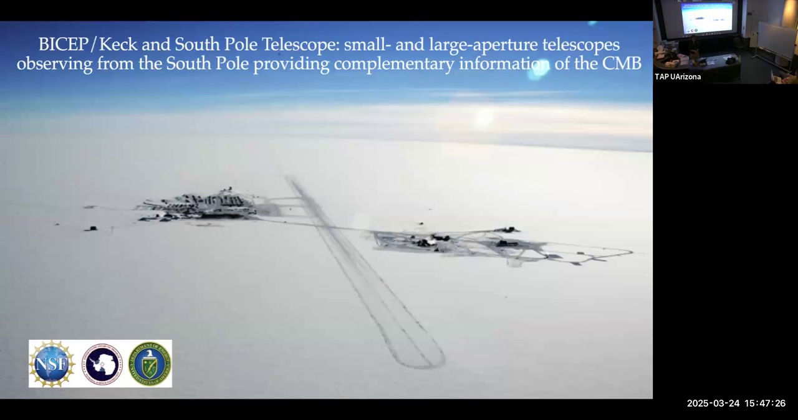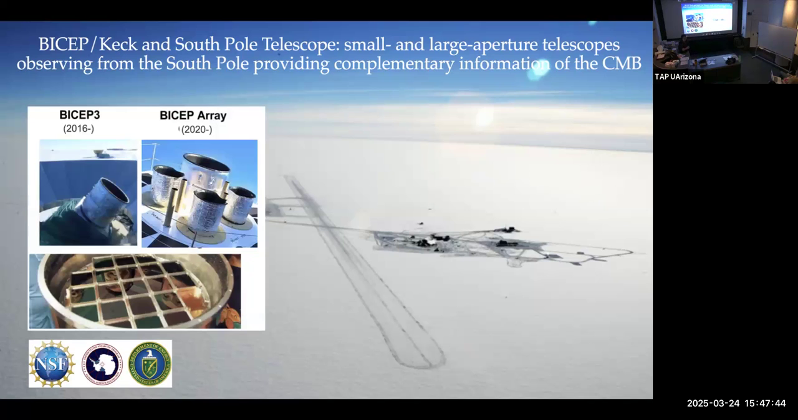All right. So before I discuss any of the results from BICEP, Keck, and SPT, I must introduce the two telescopes that I used the data for. They both observe at the South Pole, and they provide complementary information of the CMB. The reason why is because of their different instrument design.